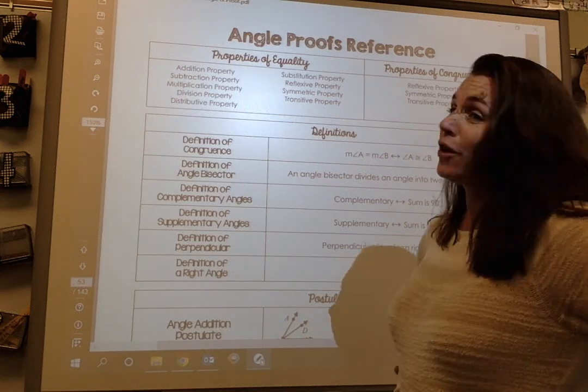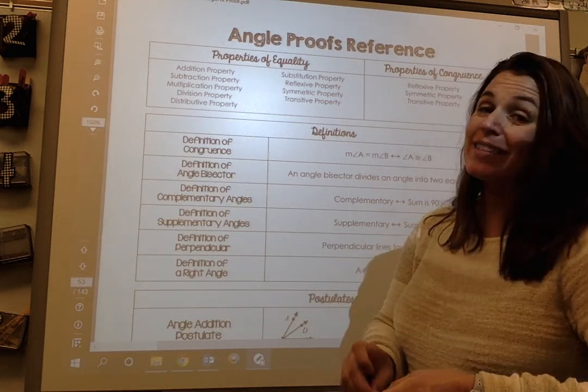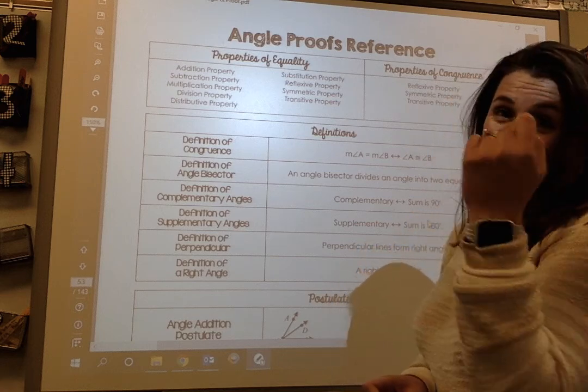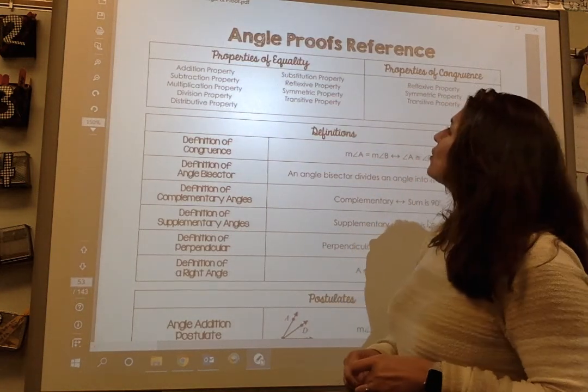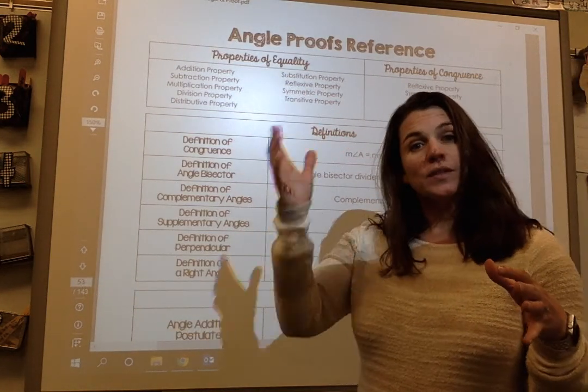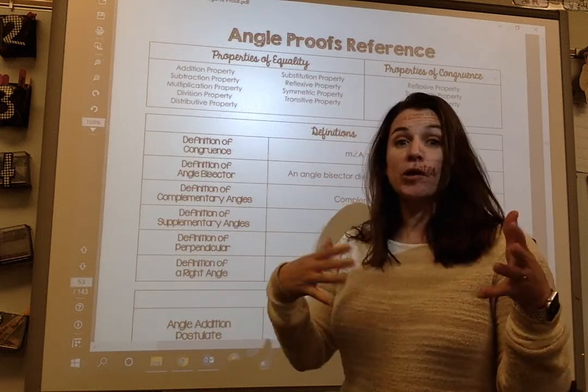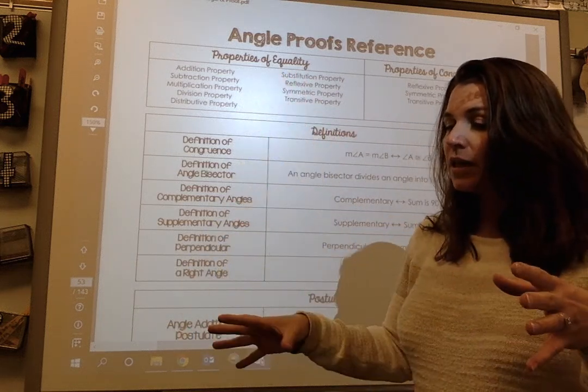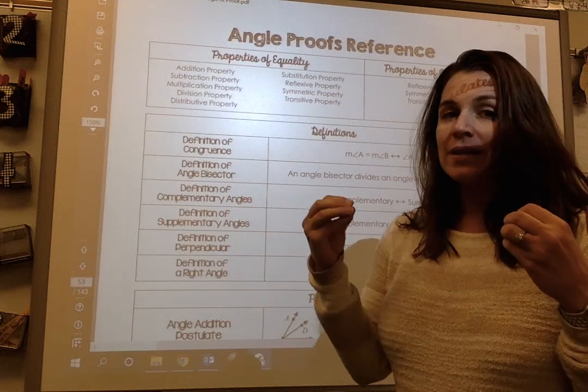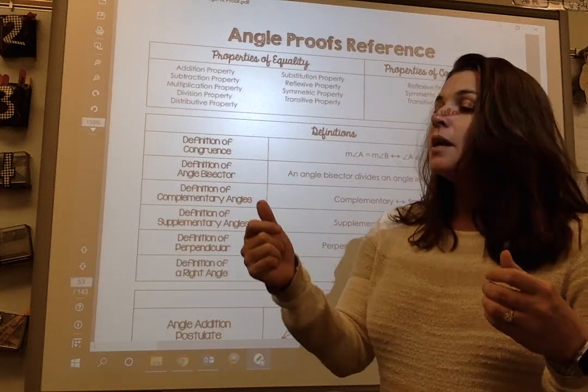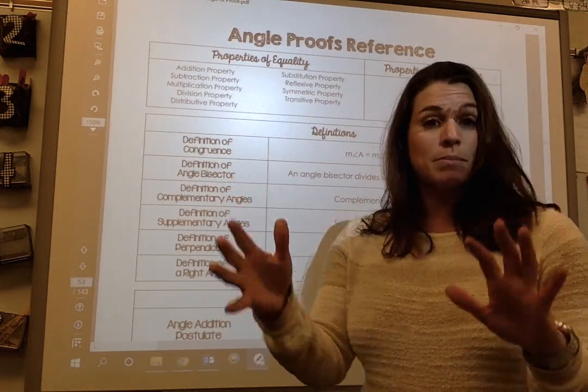Here we go with angle proofs reference. If you thought segment proofs were good, just wait till we get to angle proofs. So again, now that you've got some experience doing proofs, when you look at the reason column, remember the reasons that back it up are properties, definitions, theorems, and postulates.